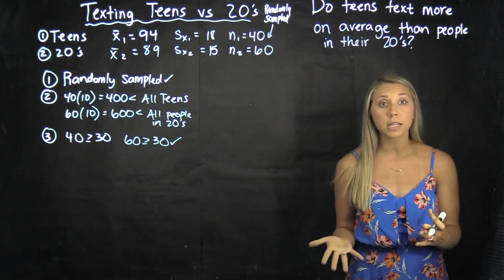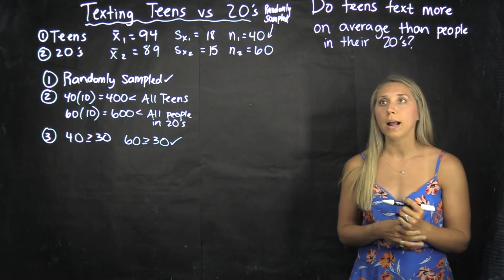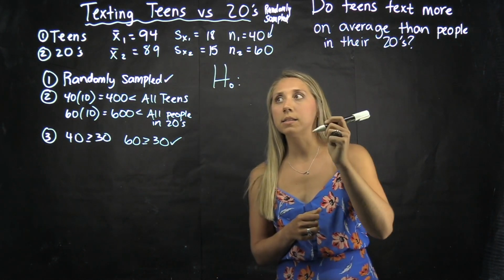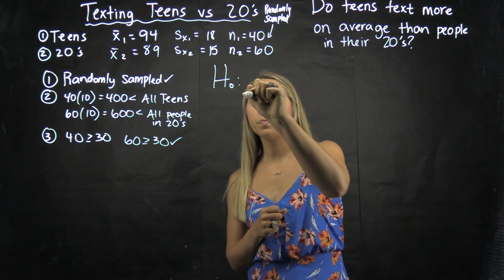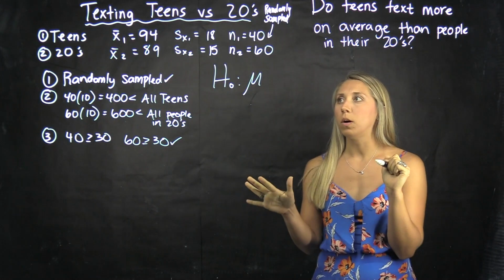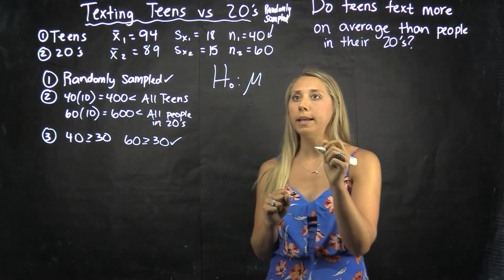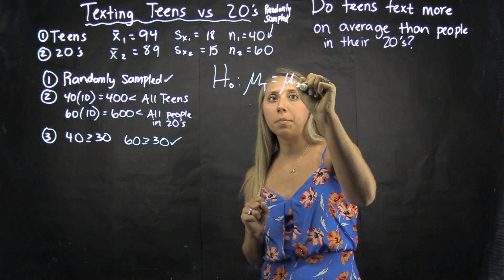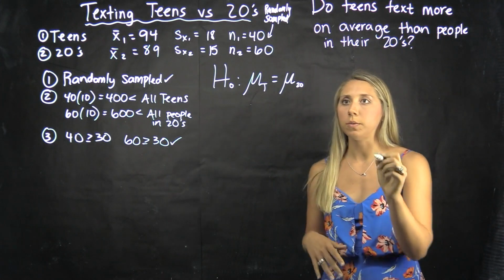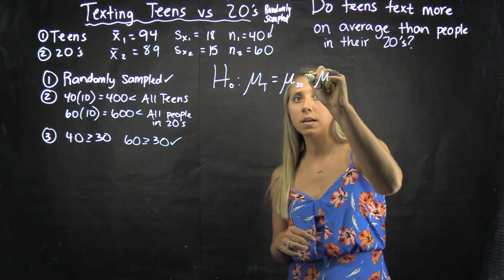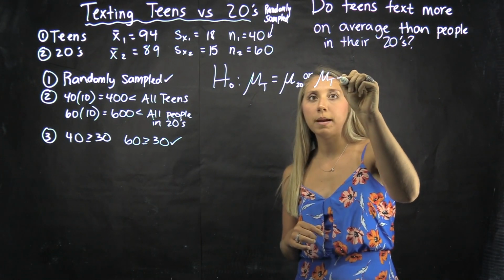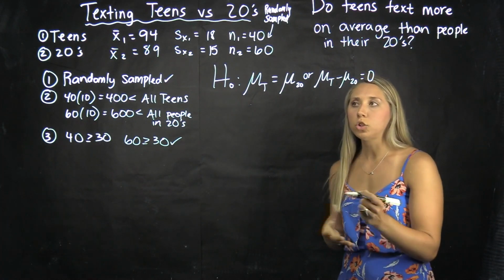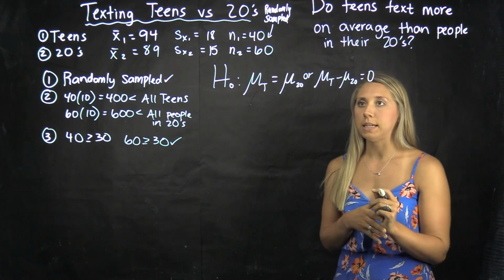And what we're going to do is first use that question to drive our hypotheses. So our null hypothesis is going to be mu, and instead of using 1 and 2, I'm going to use mu t for the teens equals mu, and I'm going to put a little 20 next to it to denote teens and 20s. Or I could have written this as mu t minus mu 20 equals 0. That states there is no difference between the true mean amount of texts the people in their teens and 20s send.